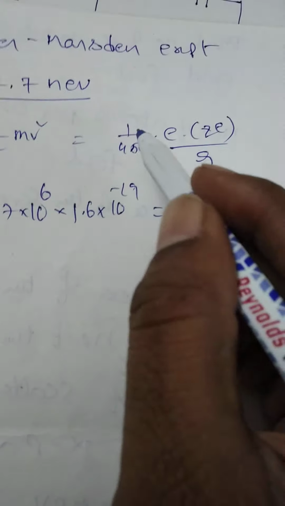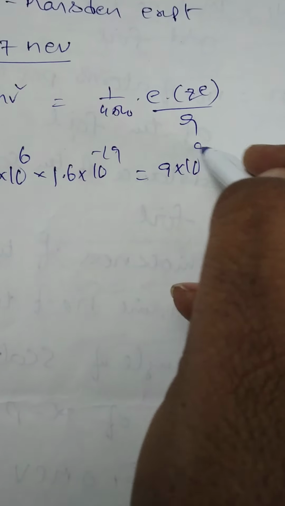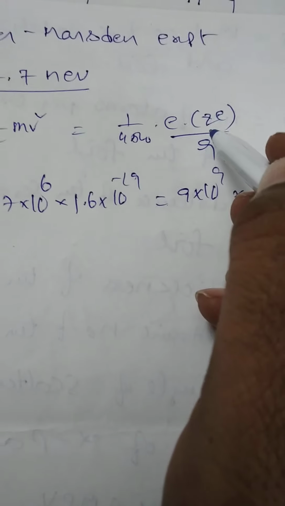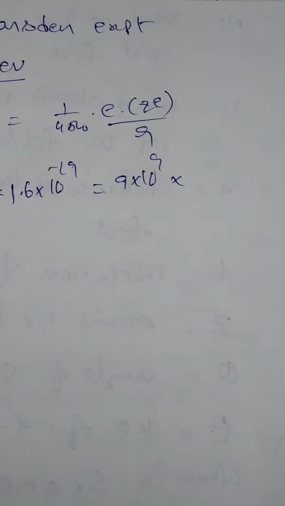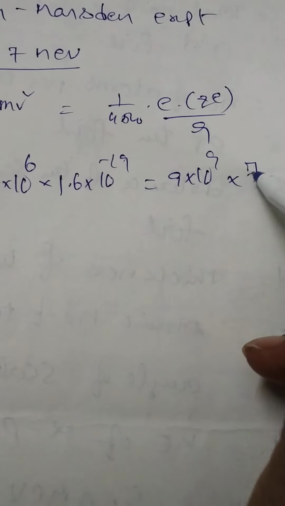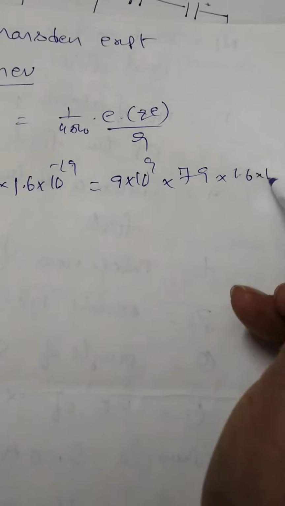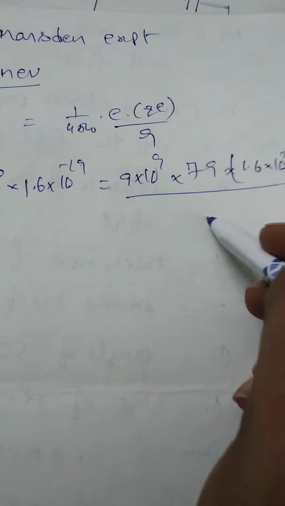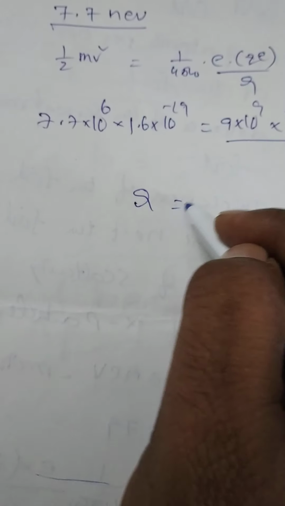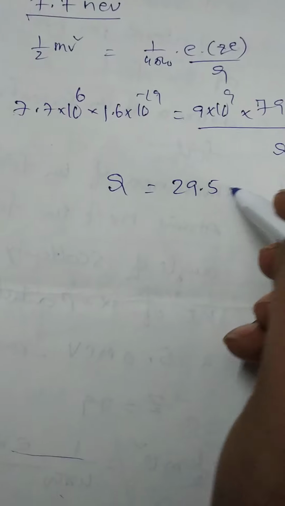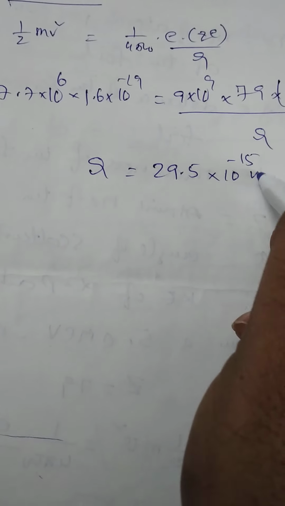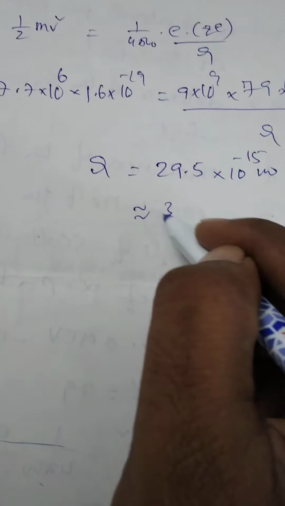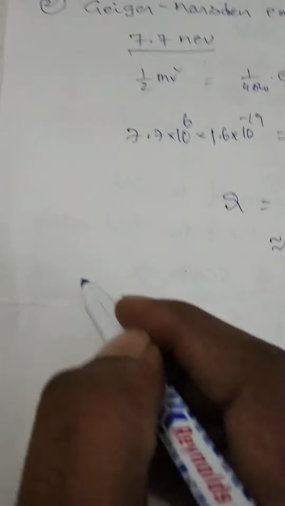7.7 into 10 power 6 into 1 eV, which is 1.6 into 10 power minus 19, is equal to 1 by 4 pi epsilon naught, which is 9 into 10 to the power 9, into Z. It is given that it is the same gold, Z is equal to 79, into 1.6 into 10 power minus 19 whole square by r. So therefore small r is found to be 29.5 into 10 power minus 15 meters, or approximately 30 Fermi. Right? Next, example 3.